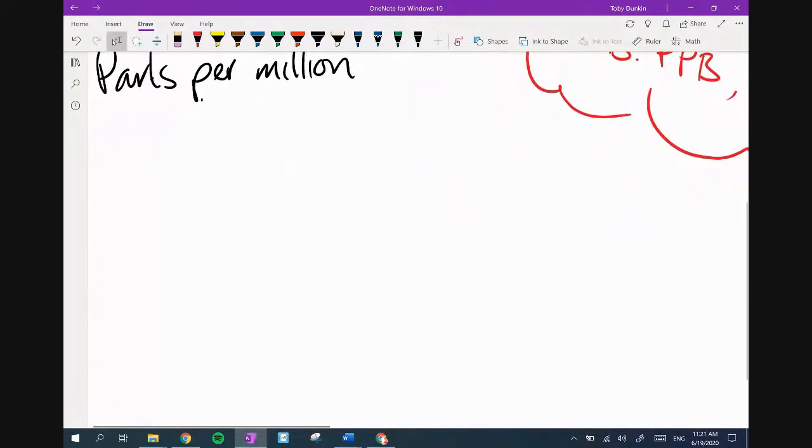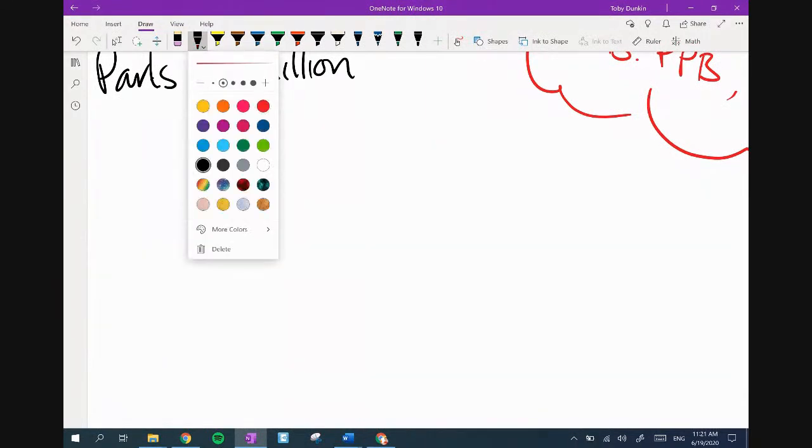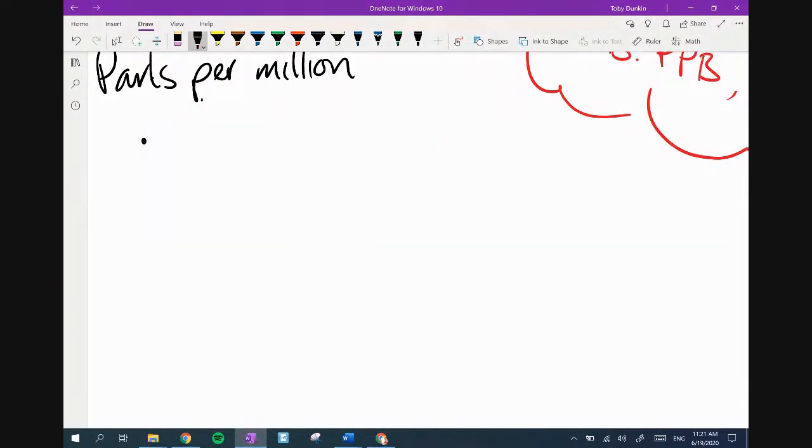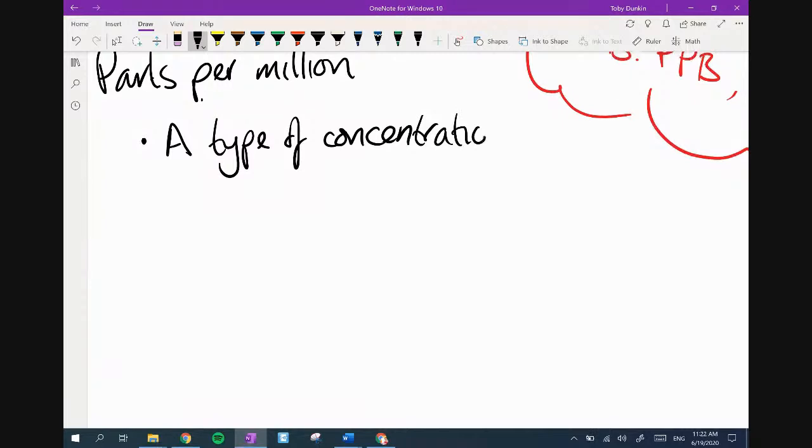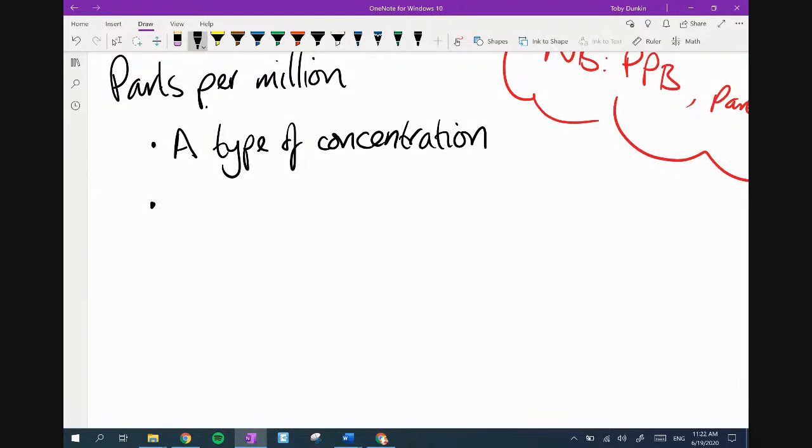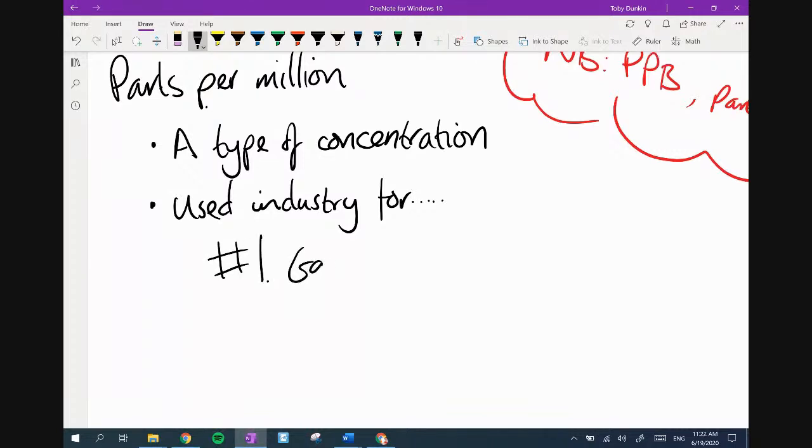So parts per million is simply a type of concentration. Now, I don't want to actually write down concentration unit. I just want to let you know that it is a type of concentration. And it's used primarily in industry for, number one, gases.